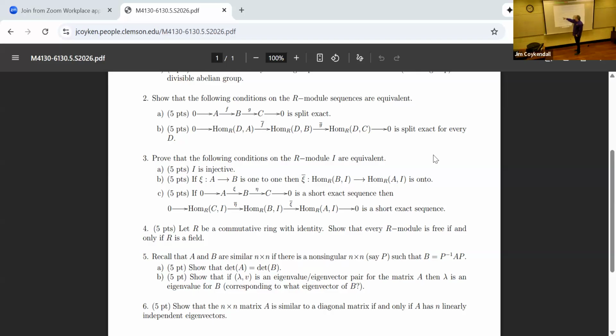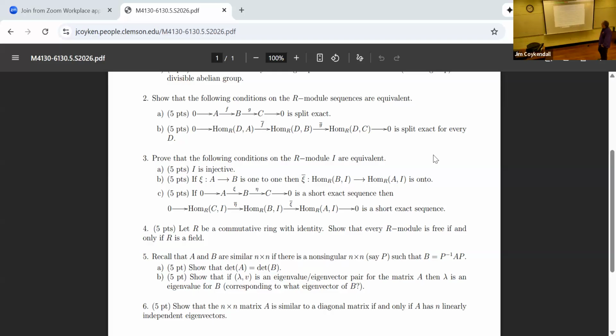I is injective. If the map from A to B is 1 to 1, then the induced map on Hom is onto. This is kind of weird, right? This goes in this direction and is 1 to 1. This bad boy goes in the other direction and is onto, right? This isn't a terribly hard problem once you get to it, but it is interesting. And if this is a short exact sequence, then the reverse is a short exact sequence. And again, I'm going to give you a theorem that does most of this for you.